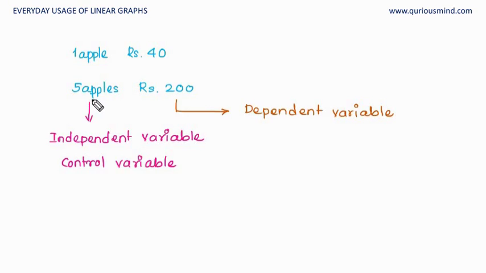We'll solve a few examples and try to find which one of them is the dependent and which one is the independent variable in those sums. Let's do that.